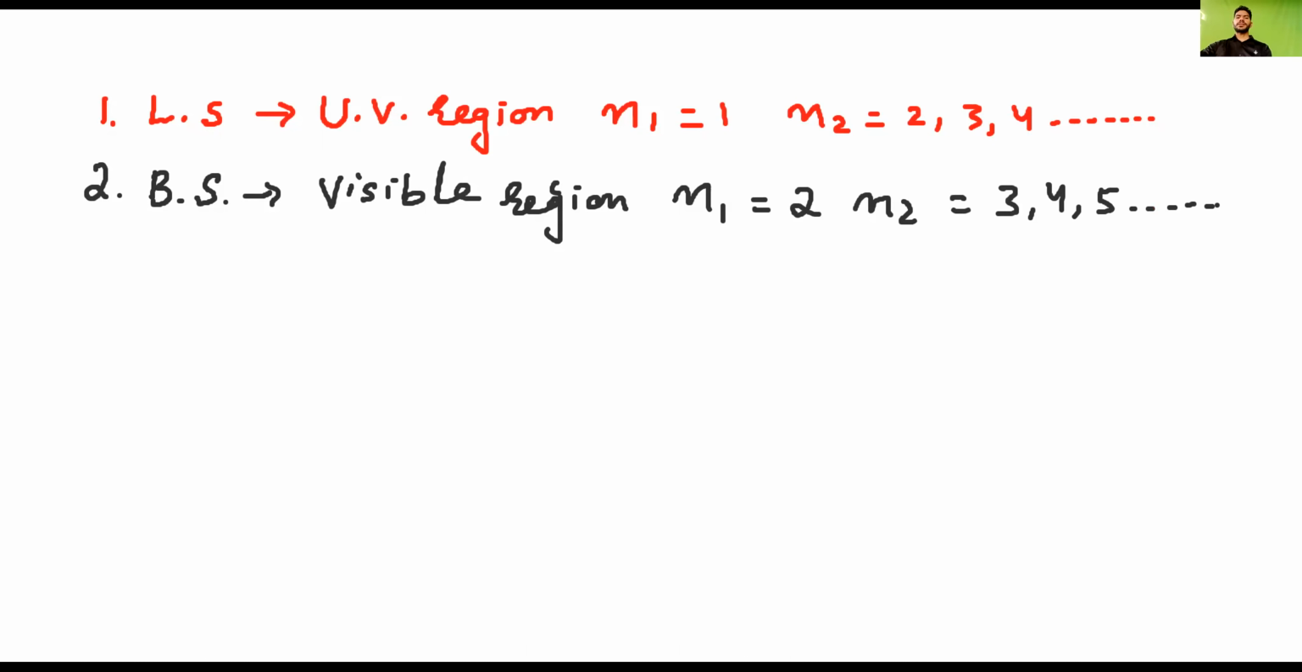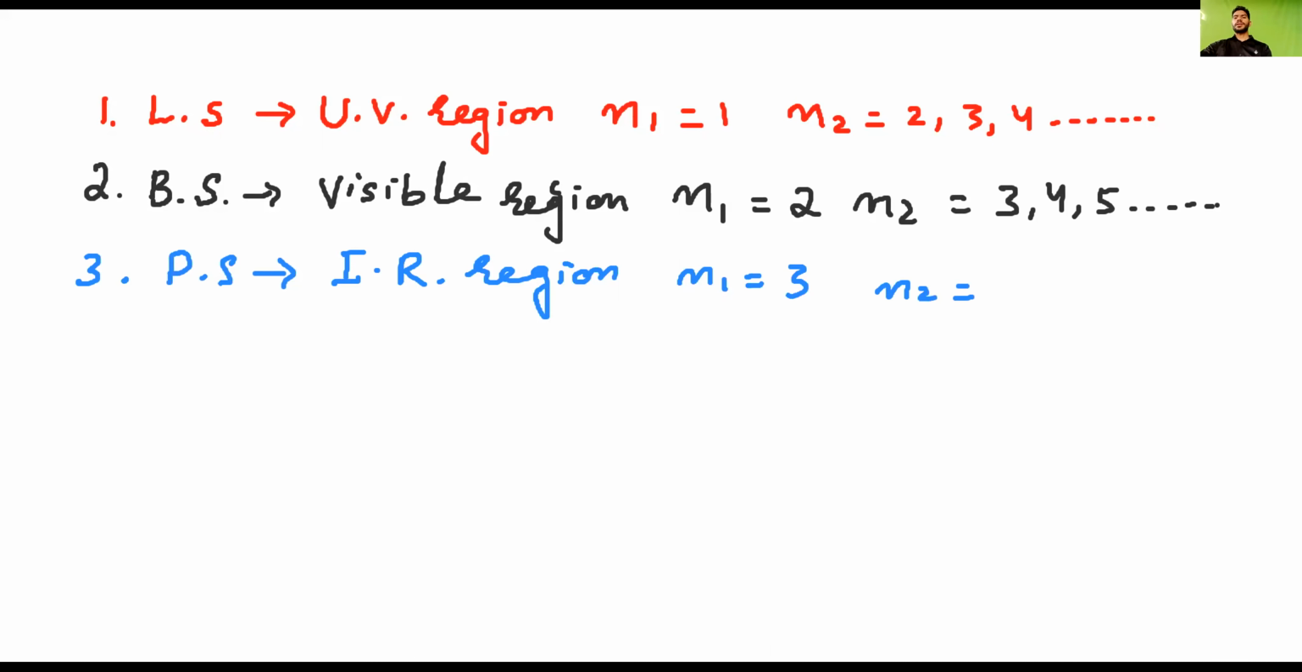And similarly, what was the next series? Paschen series. The Paschen series lies in the IR region, that's the infrared region, and here n1 will be 3, and n2 will be 4, 5, 6, 7, etc. Got it? Sir, is IR infrared? Yes, IR is the infrared region. UV is the ultraviolet region. This is the visible region. This is the infrared region. We have seen these in the electromagnetic spectrum.